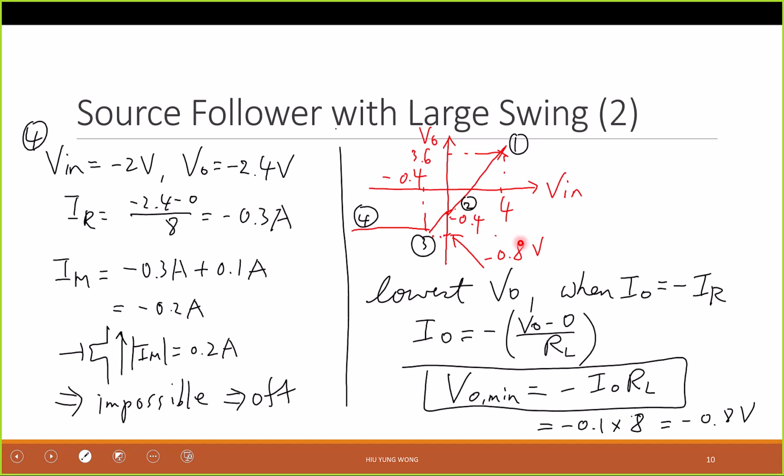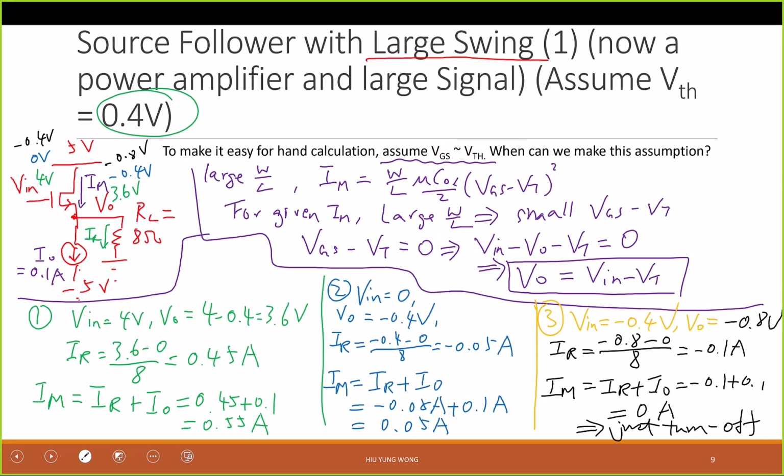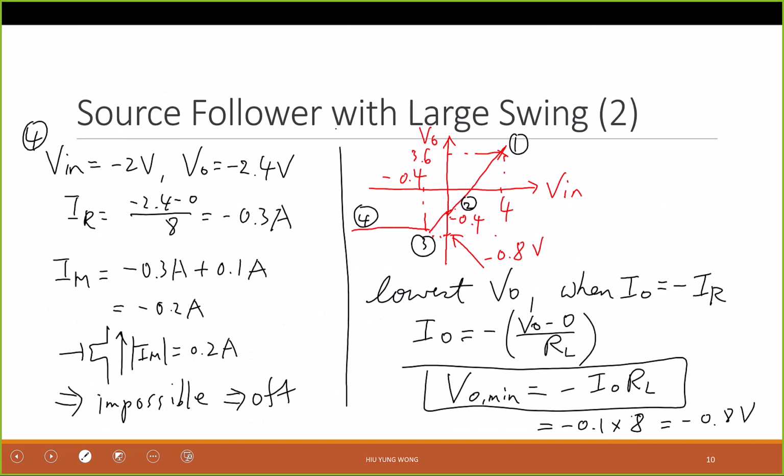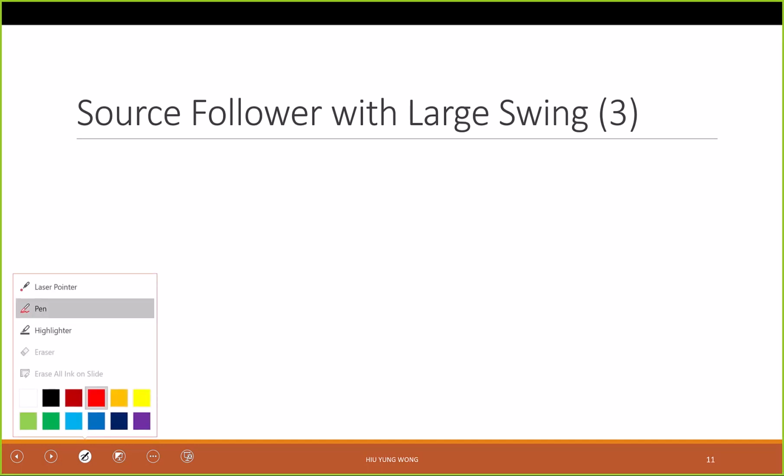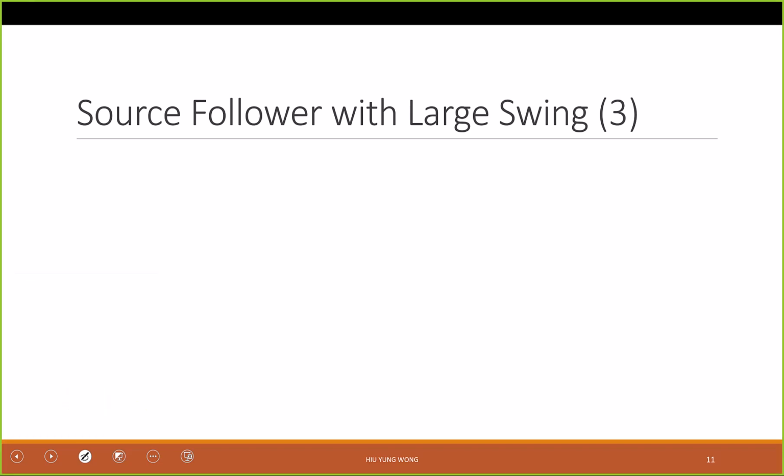So this is why, when we don't connect the load to the output of the source follower, we can get into the range as long as there's power supplies there. This is a limitation of using a source follower as the load. Okay, so let's understand the limitation a little bit better.